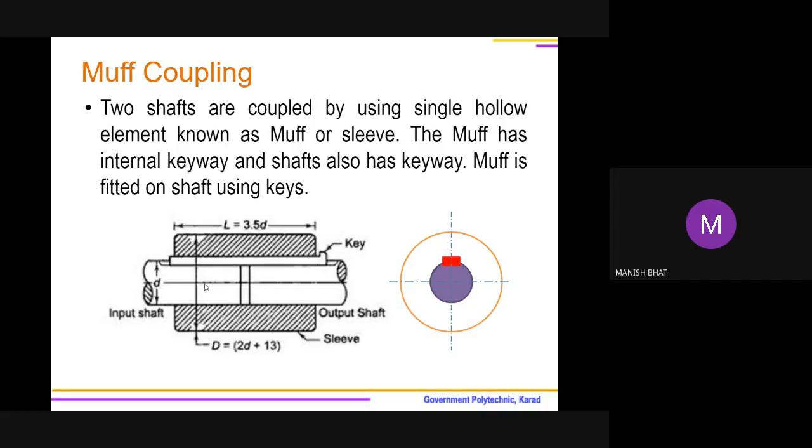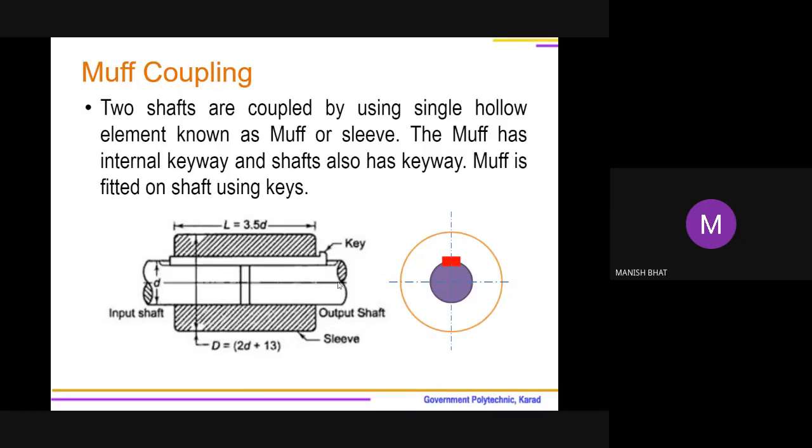So any motor shaft may be coupled via muff coupling, sleeve coupling to the pump shaft. Like this is the arrangement. So you are observing that a single muff or sleeve is used, which is in hollow cylindrical shape.